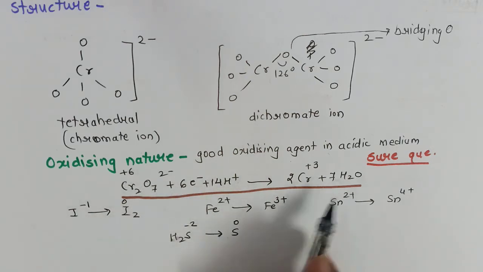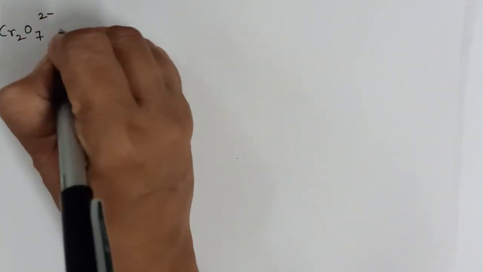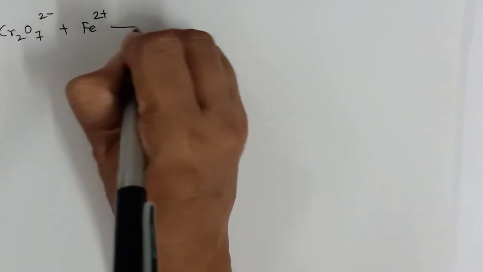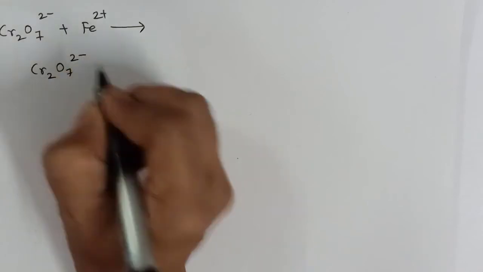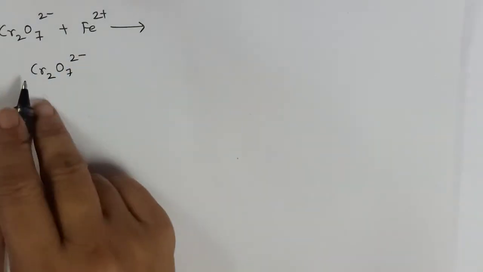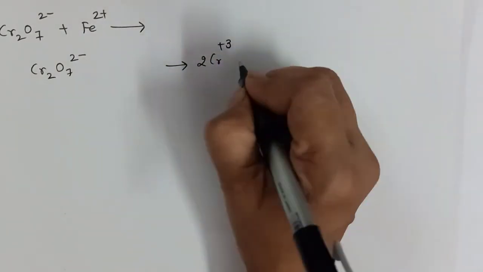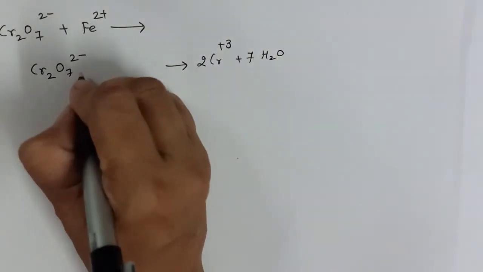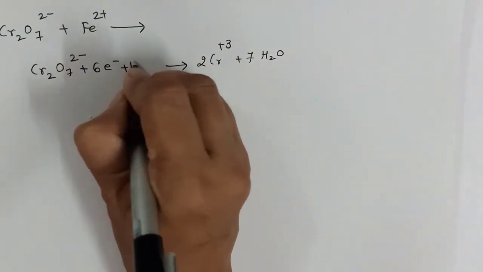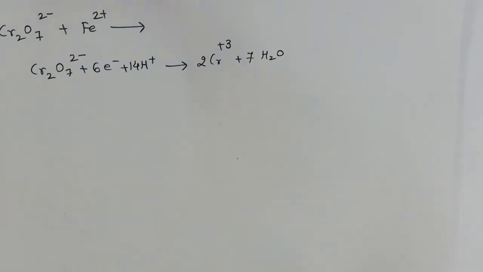So these half reactions will be given to you and you are supposed to balance. I will give you one example. Let us try to solve the reaction where dichromate oxidizes ferrous to ferric. So the question is Cr2O7 2 minus plus Fe2 plus equals to. This will be your question. First of all, I will solve that of dichromate. I will split into two half equations. So when we are solving for dichromate, just now we have seen Cr2O7 2 minus plus 6 electrons plus 14H plus gives 2Cr plus 3 plus 7H2O, as the reaction is carried out in acidic medium.